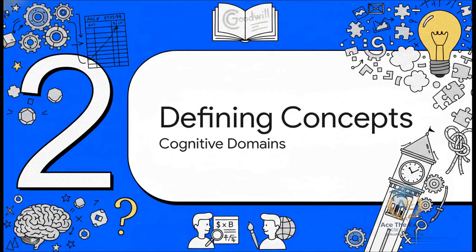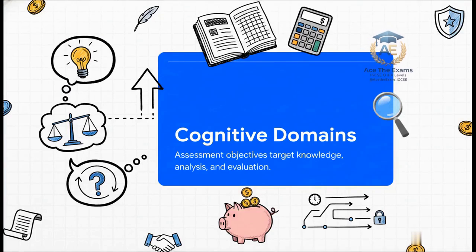Moving right along to Section 2, defining goodwill concepts. Let's build a theoretical foundation we need before we even think about looking at a single calculation. Now, what's really fascinating about this breakdown is that it explicitly shows that examiners aren't just looking for memorized flashcard facts. No way. They demand absolute mastery across 3 distinct cognitive domains: knowledge and understanding, analysis, and evaluation. In Cambridge speak, you know these as assessment objectives A01, A02, and A03.